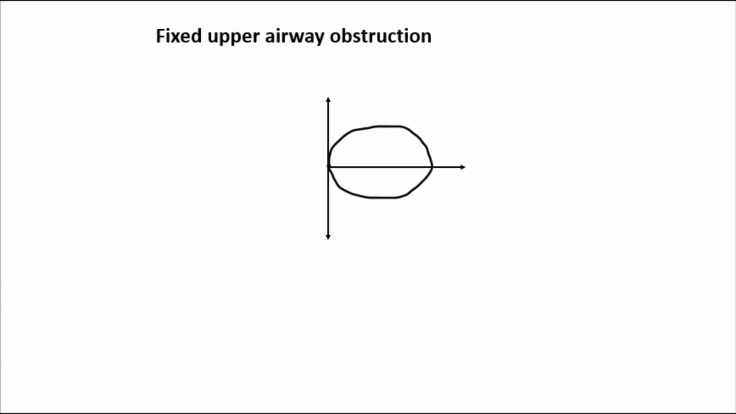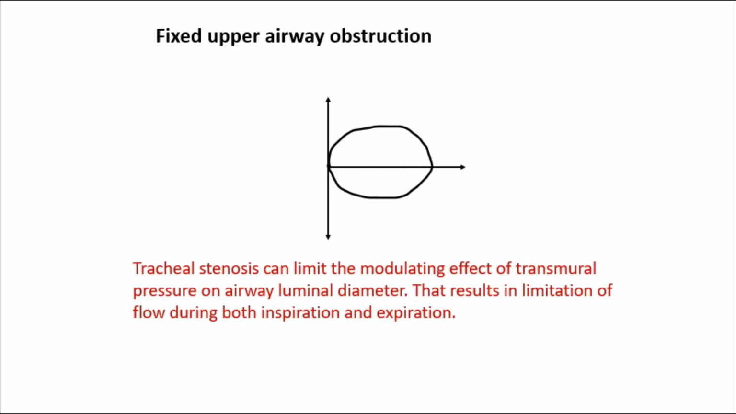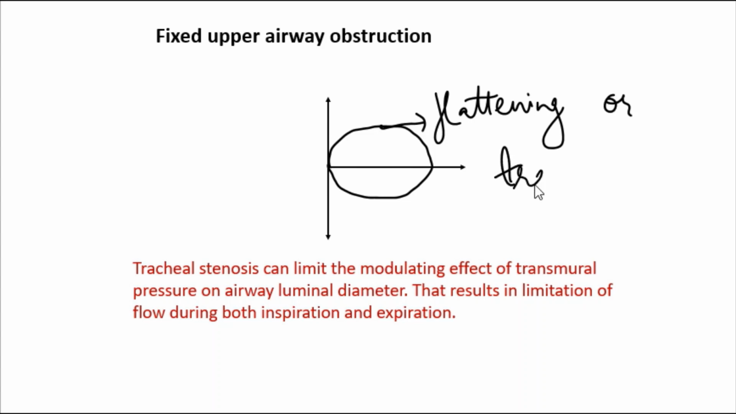Now we will discuss abnormal inspiratory and expiratory loop. The most important condition is fixed upper airway obstruction such as tracheal stenosis. So why is there a problem in both the loops? Because tracheal stenosis can limit the modulating effect of transmural pressure on airway luminal diameter. So that results in limitation of flow during both inspiration and expiration. So there is a flattening or truncation of both the loops.